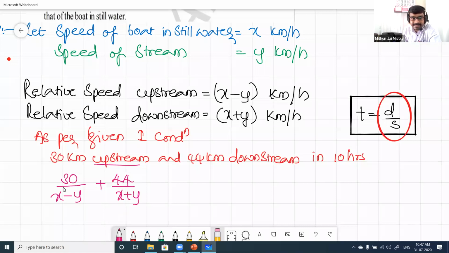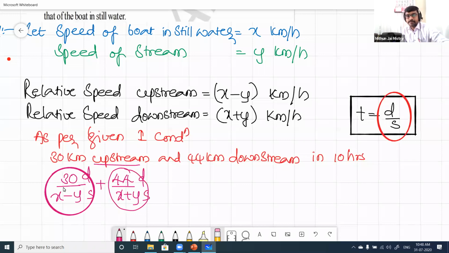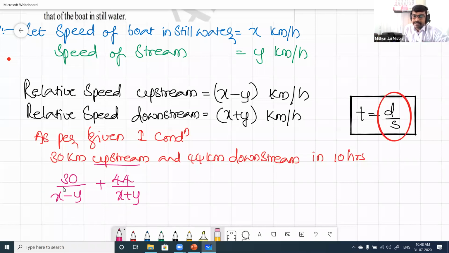See beta, this is the time taken, distance by speed. This is the time taken by the boat to travel 30 kilometer upstream, and this is the time taken by the boat to travel 44 kilometer downstream, right? So when you add these two, you will get the total time. What is the total time given? It has traveled in 10 hours, no? So it will be equal to 10. This is my equation number 1. Got it? Right, sir. Good.